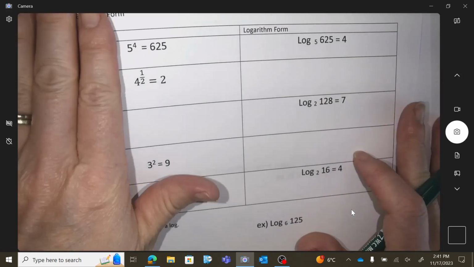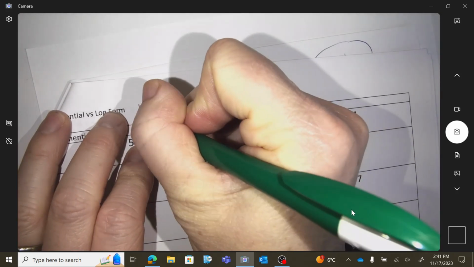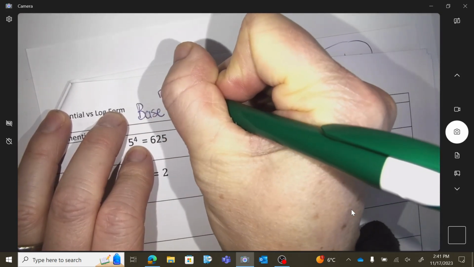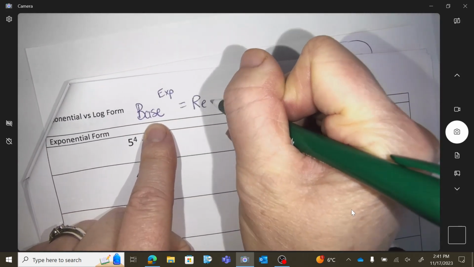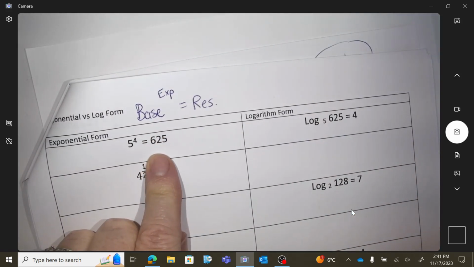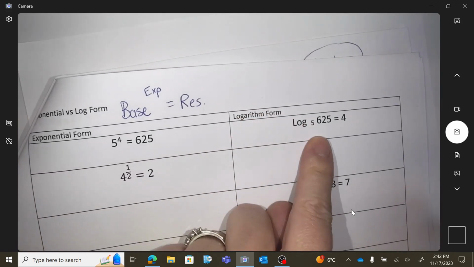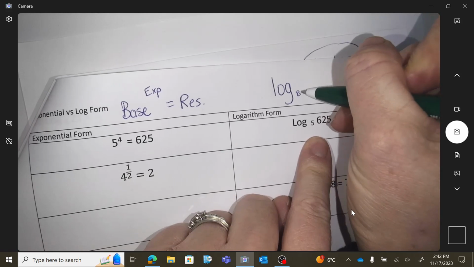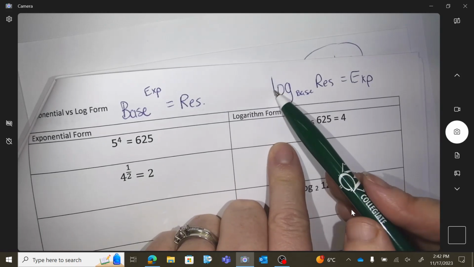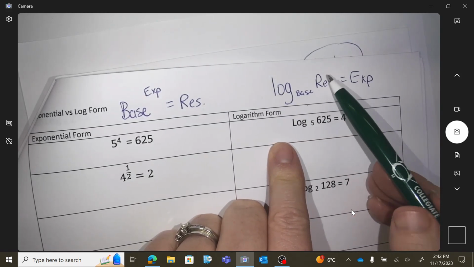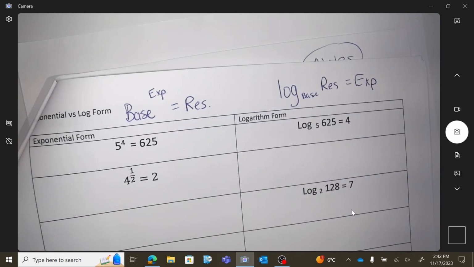Above this chart, we're going to go like this. If you're an exponential, exponentials have a base to an exponent equals a result. Log is now the log of a base, result equals exponent. They all have the same parts, we just move them around.